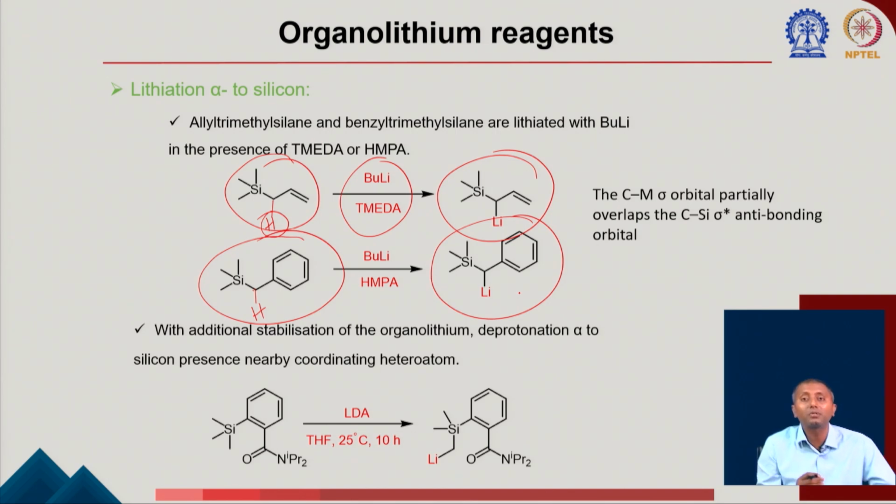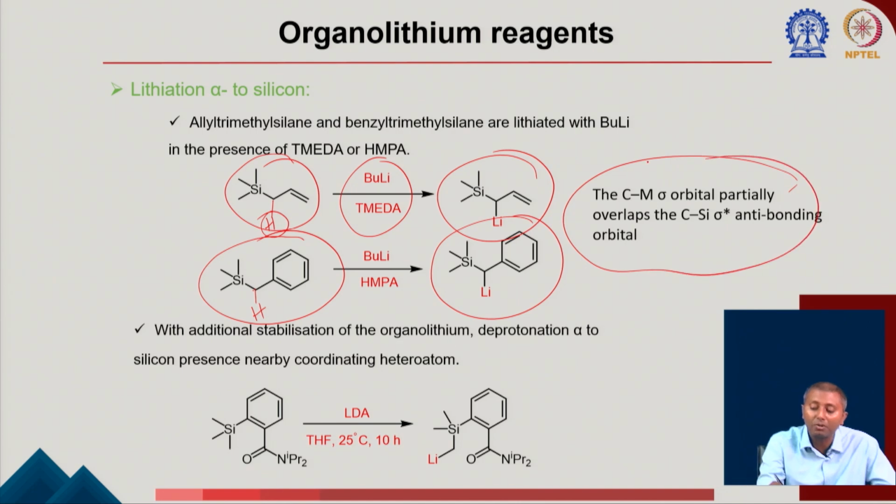We have already learned about the silicon alpha effect, and we're going to also discuss it once I teach you organosilicon chemistry. The sigma orbital of the corresponding lithium species is interacting with the carbon silicon sigma star antibonding orbital. That overlap actually stabilizes the anion alpha to the silicon. Okay, so there is another example here.